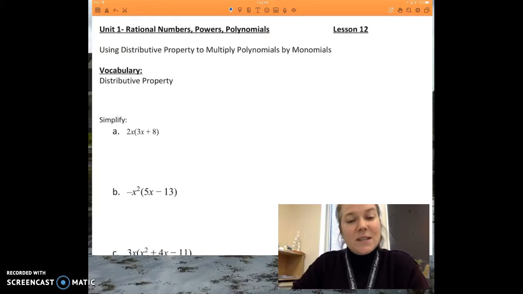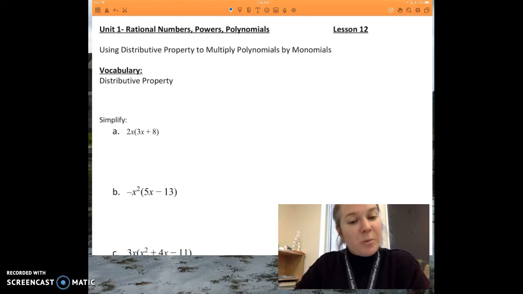Okay, today we're going to continue with our polynomials. So now we're going to learn about multiplying polynomials. We're only going to multiply polynomials by monomials, so we're only going to use one single term to multiply through. And what we're going to do is use something called the distributive property.